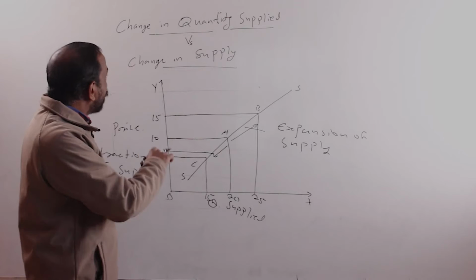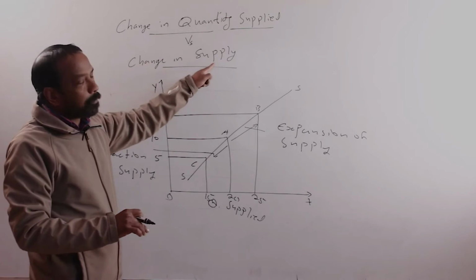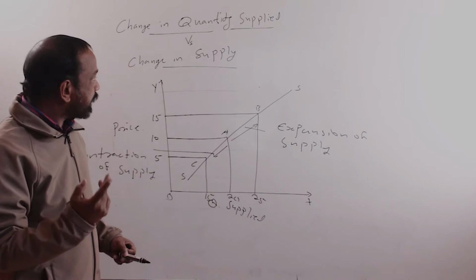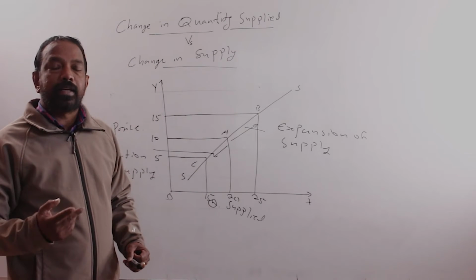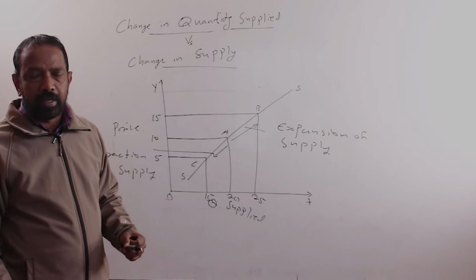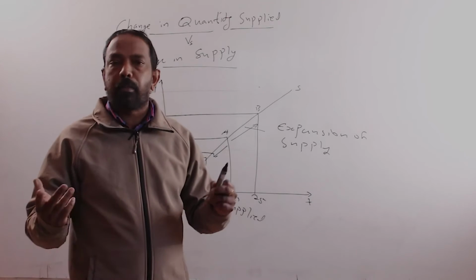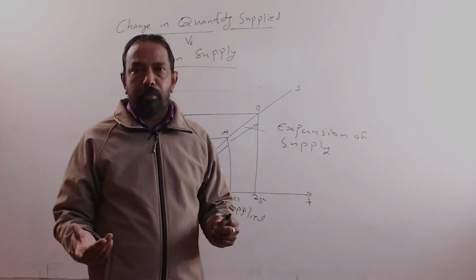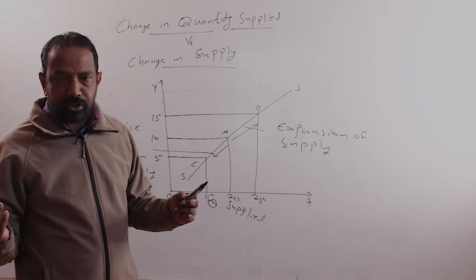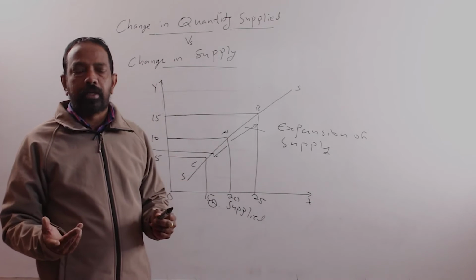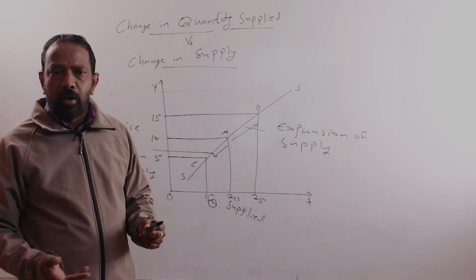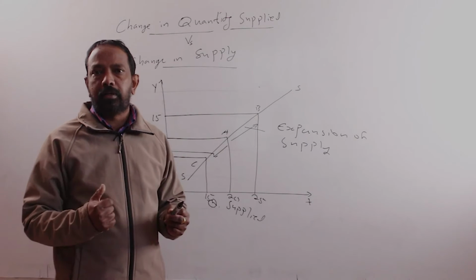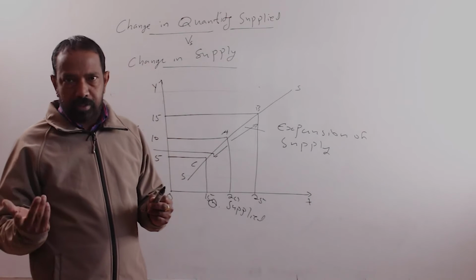The next thing we are going to discuss is change in supply. What is the reason for change in supply? The reason for change in supply is a change in non-price factors. There are many non-price factors. For example, technical development definitely reduces the cost of production, so we can supply more. The same with government policies, for example, government tax policies.